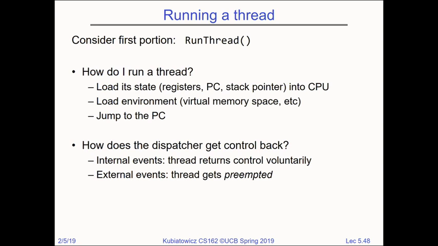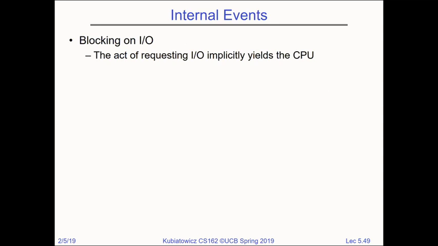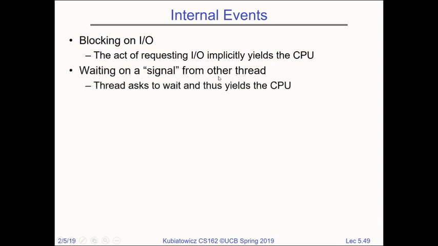So what are good external events to preempt threads? Network packets, disk packets. What else? Even if there's no external I/O coming in, what's a good external event from the scheduler standpoint? Yeah, timer. Great. So let's talk about internal events, things like blocking on I/O. This is the act of relinquishing the CPU; I/O implicitly yields a CPU.